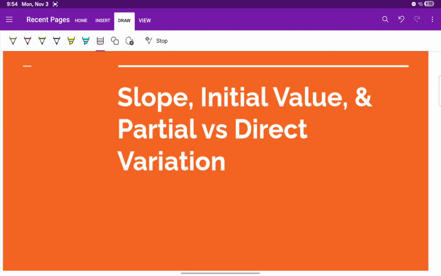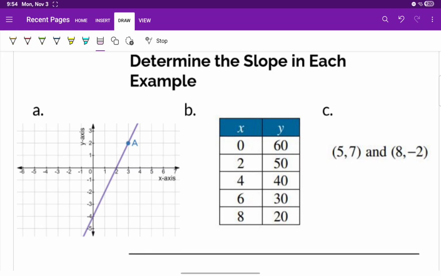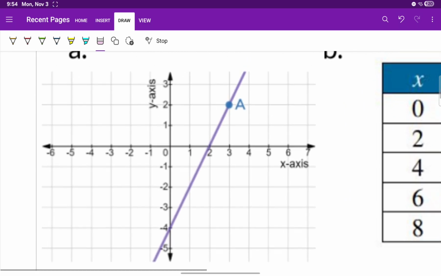So here we go. Let's make sure we all have our worksheet in front of us for today. It says initial value, slope, partial, and direct variation. You should have been given that. To begin with, we are going to start with determining the slope. Little example from yesterday, little recap. If you want to pause the video, you can try these. Okay, I'm going to continue here, whether or not you tried them.